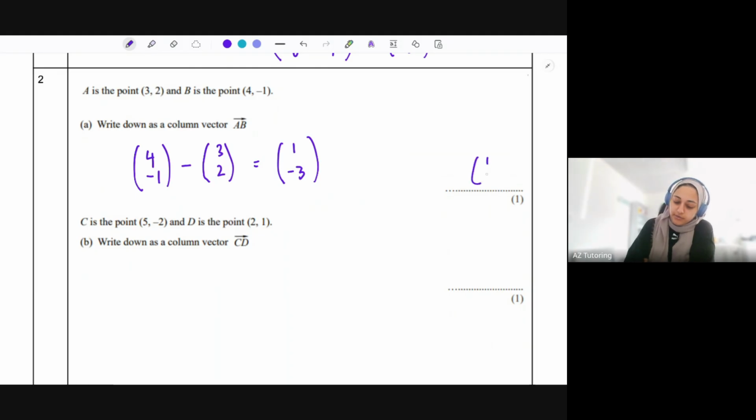So that's our answer. Just to reiterate what we did there, if we're going A to B, we're changing both these to column vectors, and we do the one we're going to minus the one we started from.